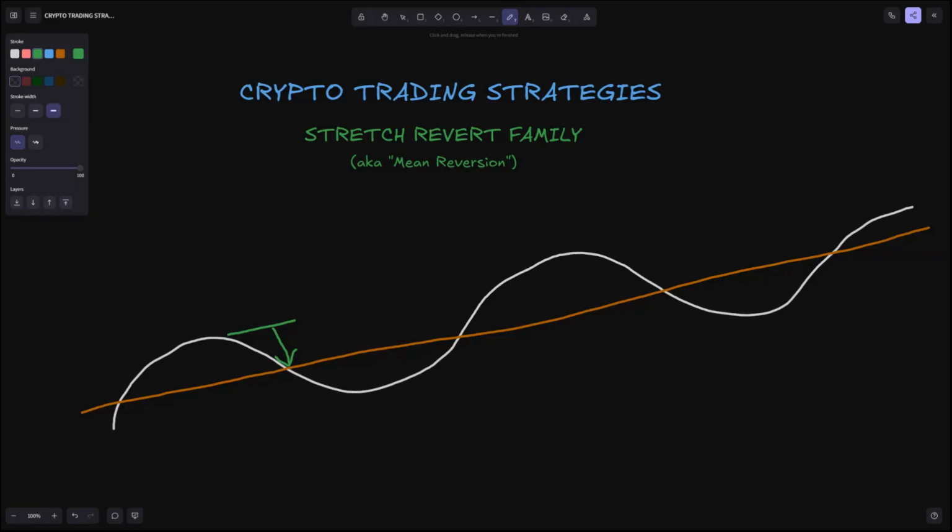So it will take that short position there. And the same for the opposite direction. As the price goes down, it then becomes stretched downwards, and then it takes the price to go long back up to the orange line.